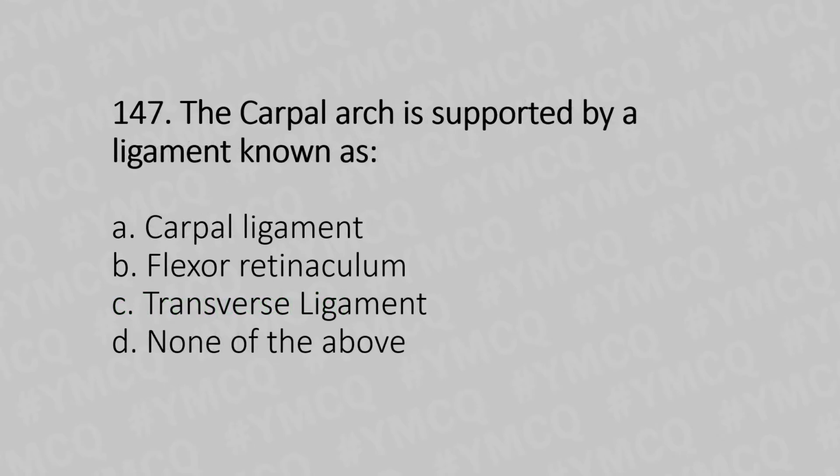Now let's move to question number 147. The carpal arch is supported by a ligament known as: option A, carpal ligament; option B, flexor retinaculum; option C, transverse ligament; option D, none of the above. And the answer is option B, flexor retinaculum.